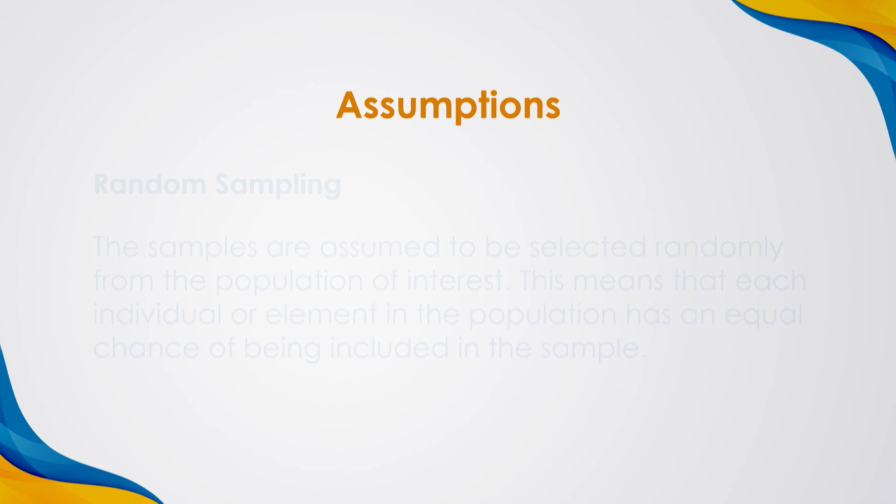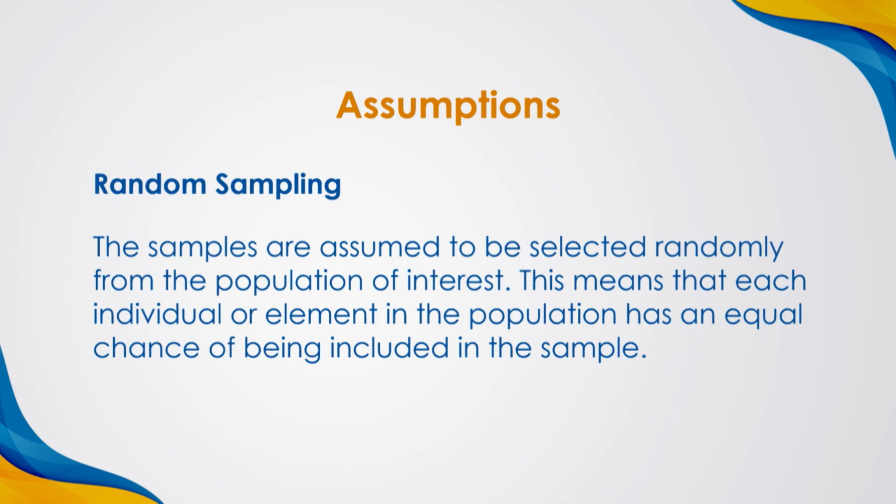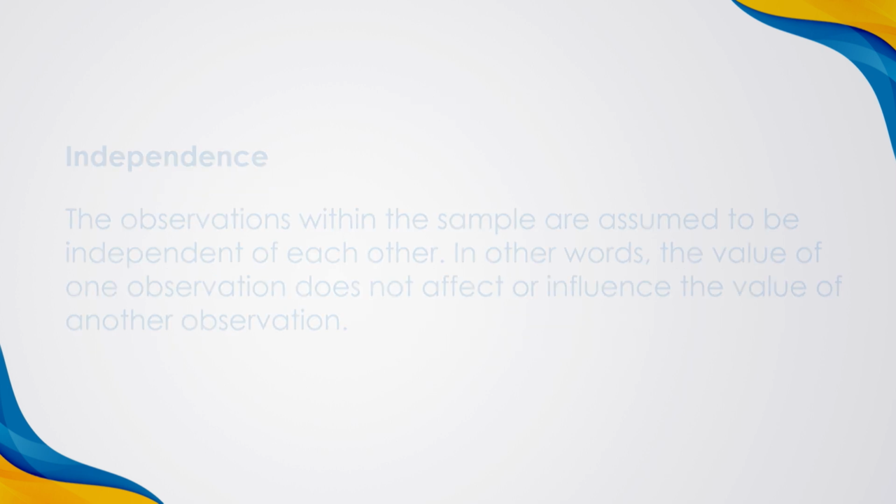Assumptions. Random sampling. The samples are assumed to be selected randomly from the population of interest. This means that each individual or element in the population has an equal chance of being included in the sample. This is called random sampling.